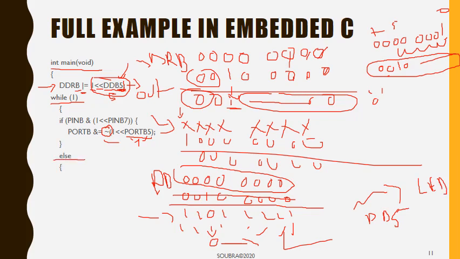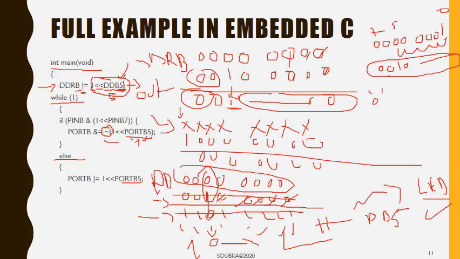Now I have an else, and I'm doing something else. So what am I doing here? Well, same thing that I did here. I'm shifting the 1 towards P5, so I'll have 1 here and 0s everywhere. And now I'm ORing it with port B. This means that everything will remain the same, but pin number 5 will be 1 now. So it's driven high, and the LED is turned on now.